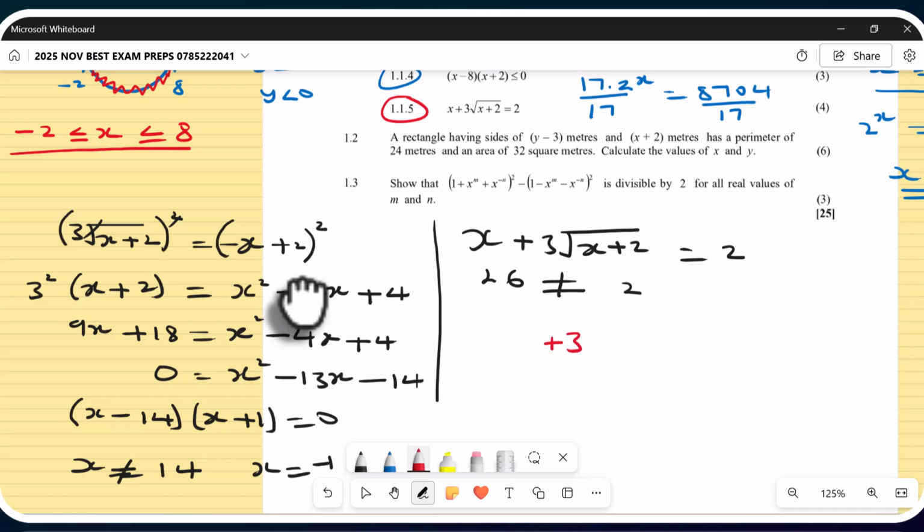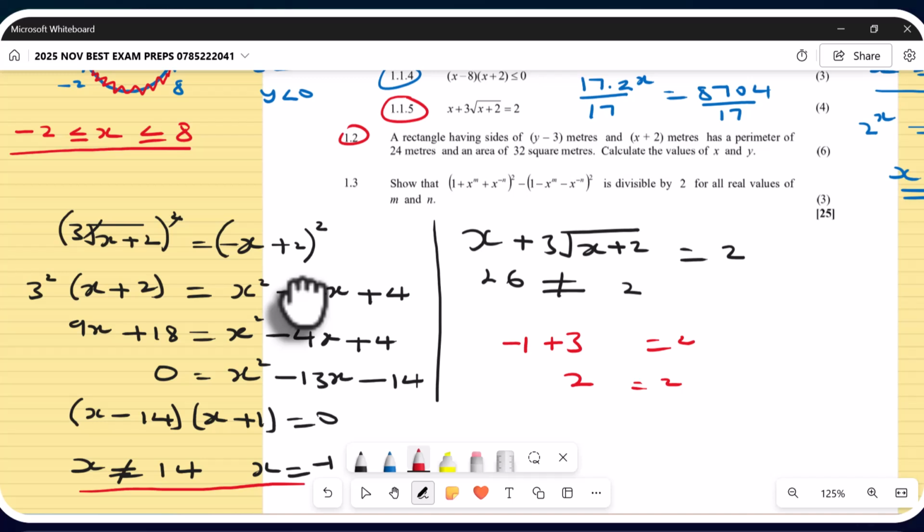So let us get some space here. Now, when we draw the rectangle, one side we're going to put y minus 3. What about the other side? We put x plus 2. So here we go. If we draw this now, you see this is our rectangle here.